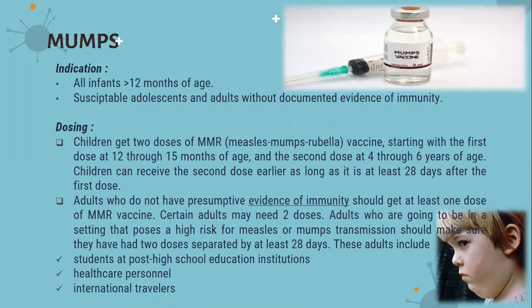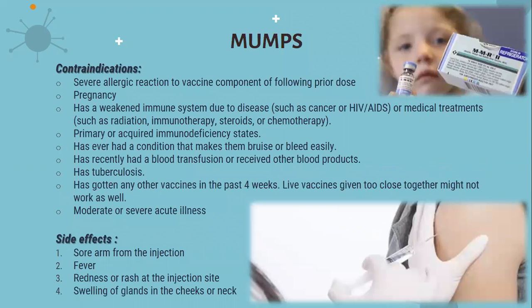So meron tayong 2 doses. Yung first dose at saka second dose. Yung first dose natin pwede siya from 9 to 15 months, and the second dose from 15 months to 6 years old, within 4 weeks between doses. So dapat more than 4 weeks siya bago magpa-vaccine ulit para maging effective daw yung ating vaccine. So that is according to research.